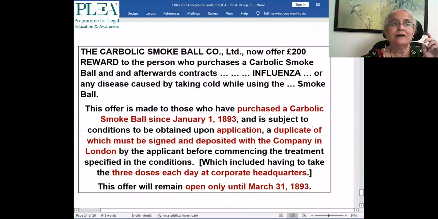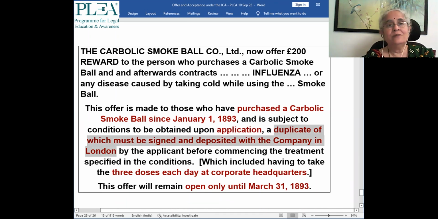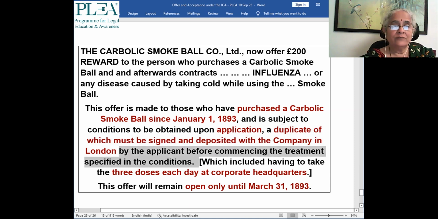So what did the company say now? The Carbolic Smoke Ball Company now offers a £200 reward to the person who purchases the carbolic smoke ball and afterwards contracts influenza or any disease caused by taking cold while using the smoke ball. The offer is made to those who have purchased the carbolic smoke ball since January 1, 1893. One condition: it is subject to conditions to be obtained upon an application. So you apply to get the money. Then a duplicate of the application must be signed and deposited with the company in London. Please remember the advertisement was also given in American newspapers, by the applicant before commencing the treatment.